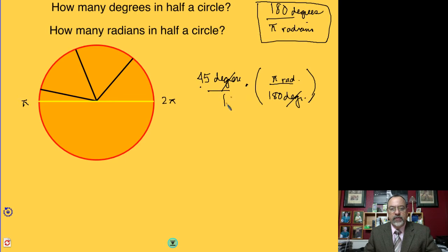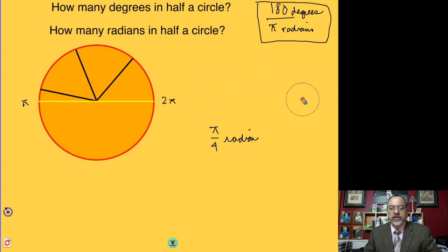And then I'm just going to multiply these fractions together. Or actually, I can even reduce ahead of time. So 45 goes into 180 4 times. So that's all 1. So actually, pi over 4 radians would be the measure of a 45 degree angle. Okay, so I can use this unit multiplier to convert from degrees to radians. Well, I can also use it to go the other way.